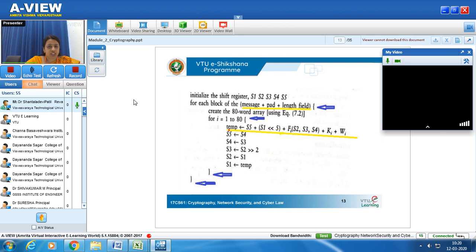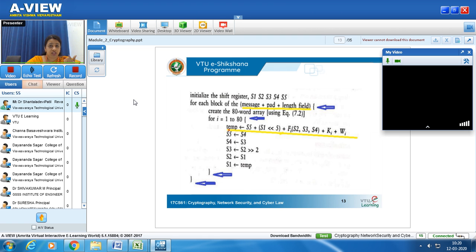The same thing is written in terms of code. You can see that we initialize 5 registers, S1 to S5, wherein we are storing the input. Once the input is stored, what do we do? Now we need this input. What is this input? It has a message along with the pad and the field length.